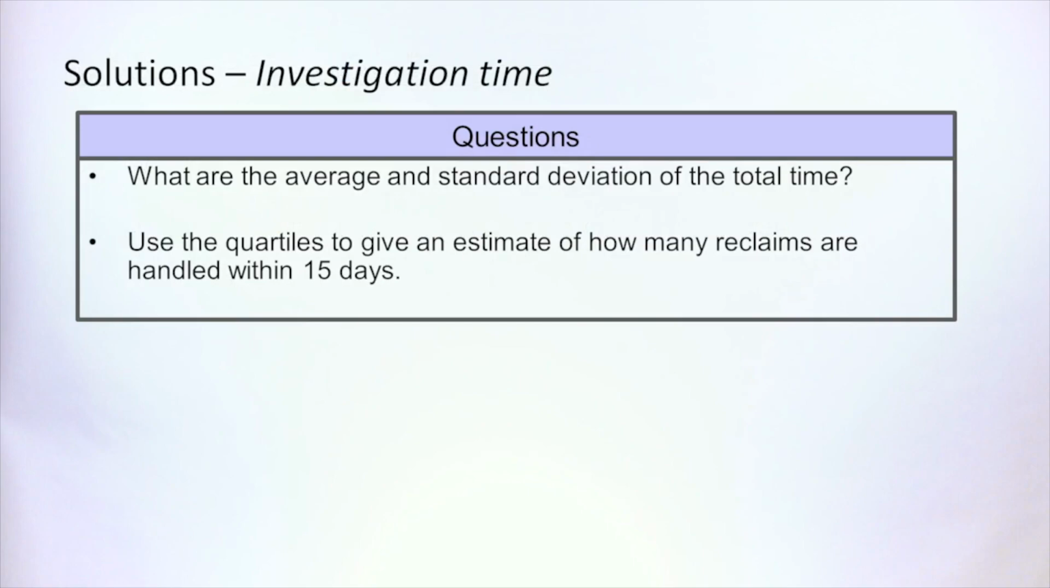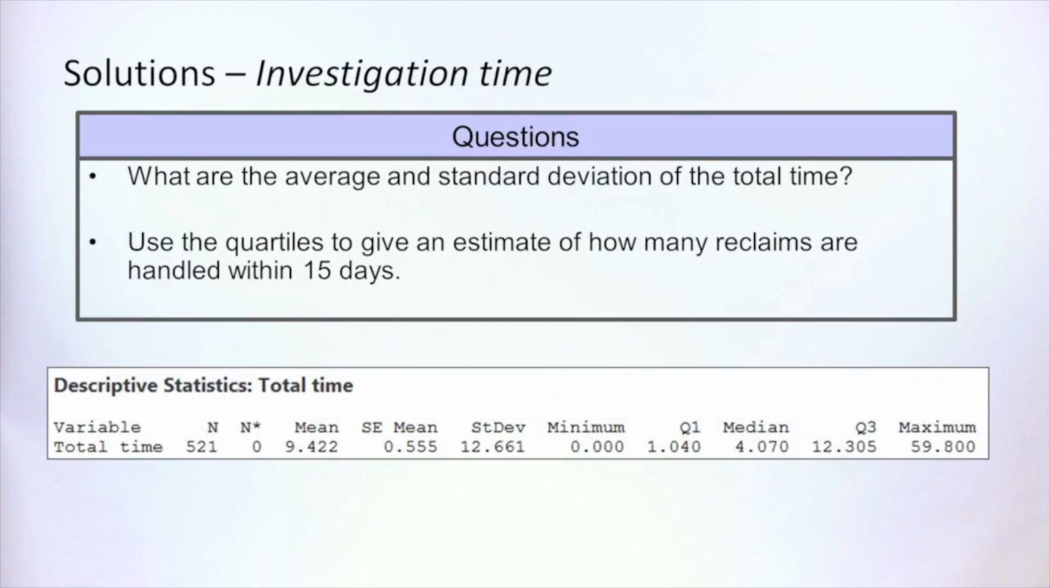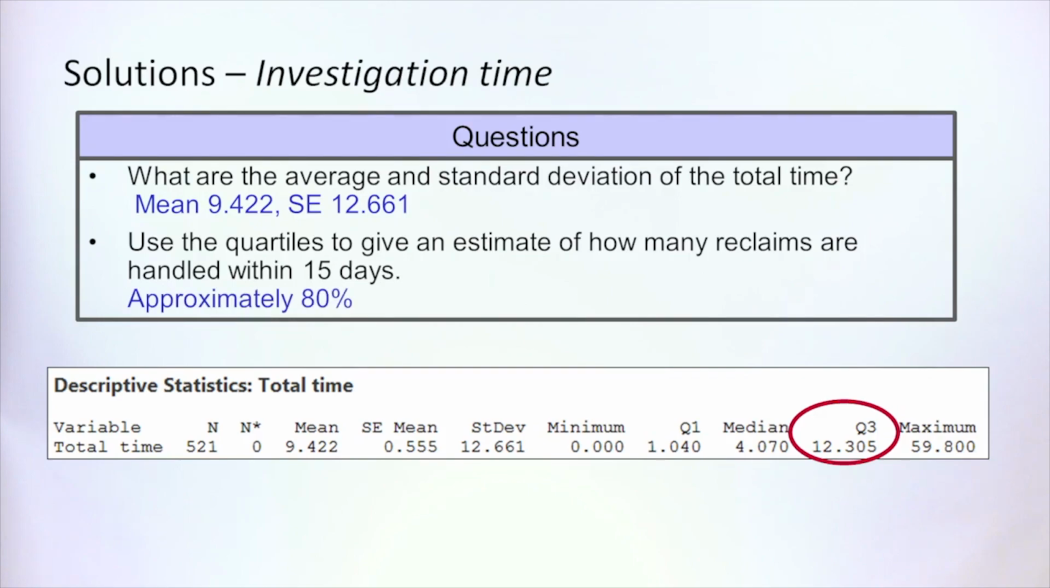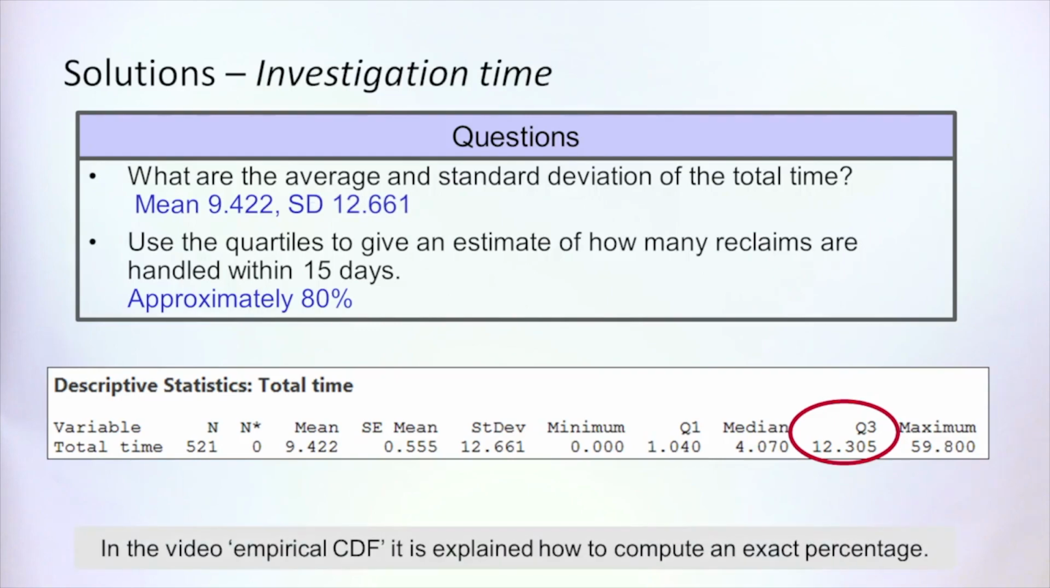For the first two questions, we have to take a look at the descriptive statistics. We see that it took just over 9 days on average to handle a reclaim, and the standard deviation equals 12.661. If you look at the third quartile, it is approximately 12. This means that 75% of the reclaims are solved within 12 days. Hence, for the second question, we can estimate that approximately, say, 80% of the reclaims will be handled within 15 days. Later on, you will learn how to compute an exact percentage for this question.